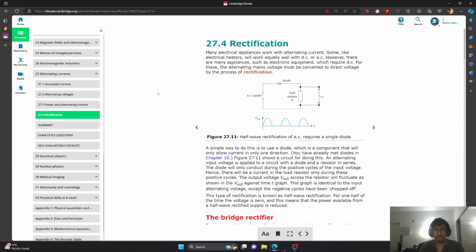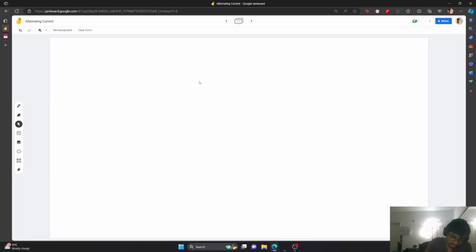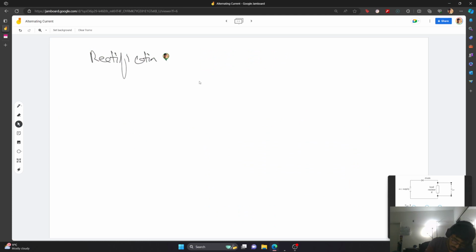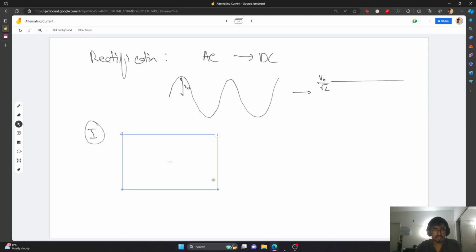Okay, so the last concept is called rectification. Rectification is about converting AC into DC. So AC goes like this, and ideally we want to get just a single value. If this is V naught, we want to get V naught by root 2 out. Right. So the question is how do we do that? Step one looks something like this.